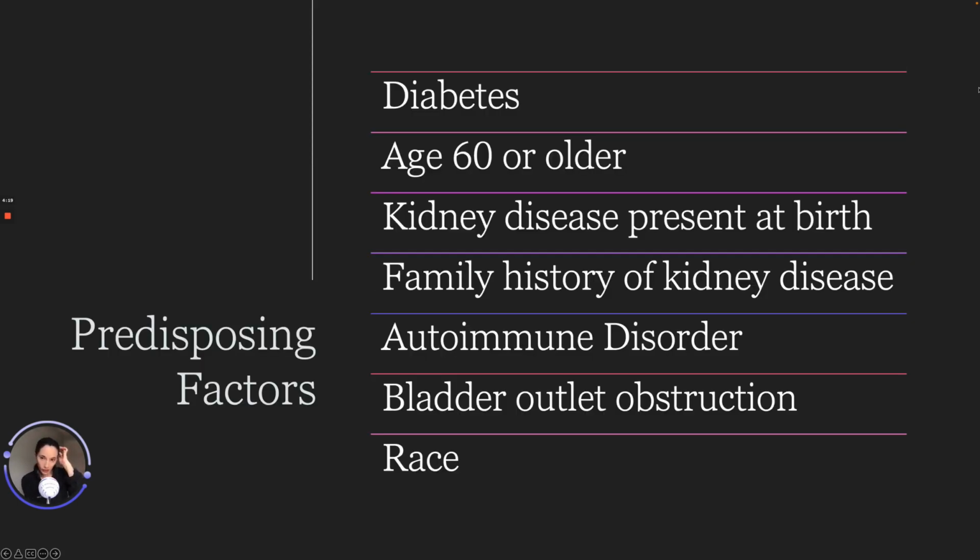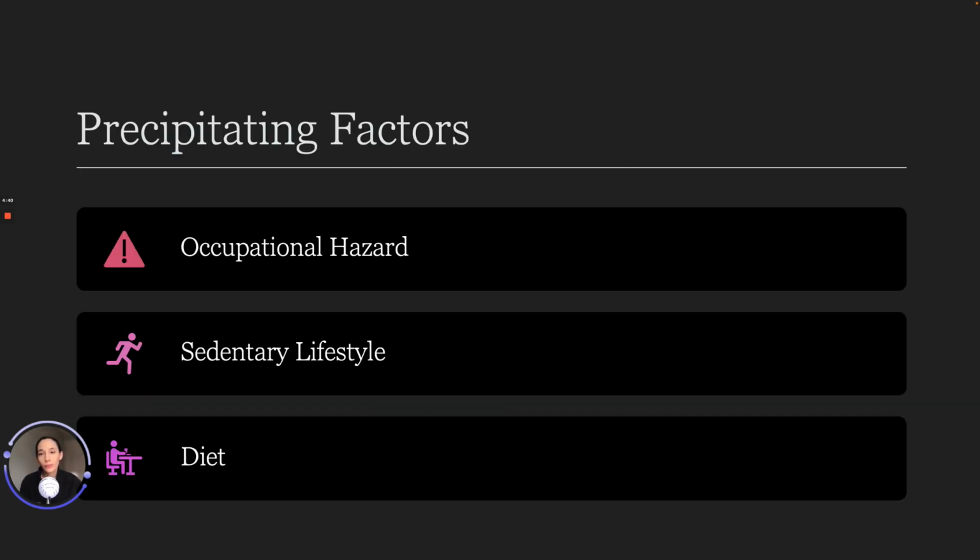So predisposing factors for chronic renal failure include diabetes, being age 60 or older, kidney disease present at birth, a family history of kidney disease, an autoimmune disorder, a bladder outlet obstruction, and there are differences when it comes to race as well. Precipitating factors include occupational hazards such as overexposure to toxins and some medications, a sedentary lifestyle which increases hypertension and atherosclerosis, and diet.